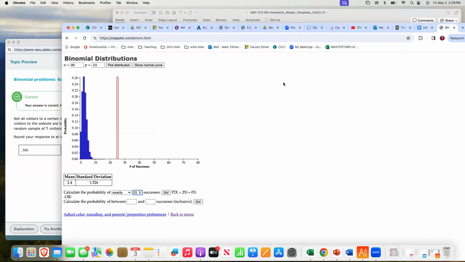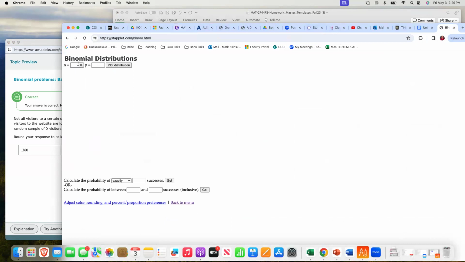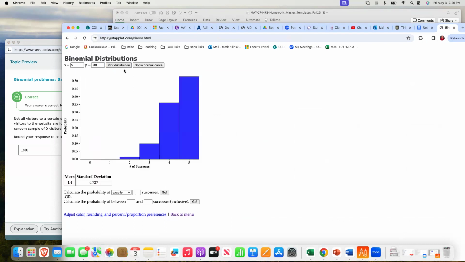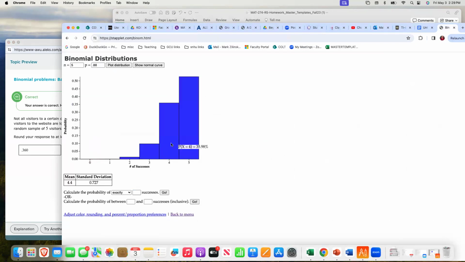that software I've been referring to, Staplet. If I go back to the main menu here, all we do is get into the binomial distribution, and then we'll again type in the 5 and the 0.88, and it'll plot the distribution here. And we're interested in 4, right? Exactly 4. And you can see there's my 0.359. It gives it to you in terms of a percentage.